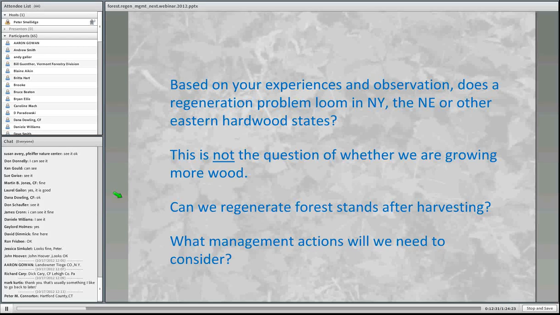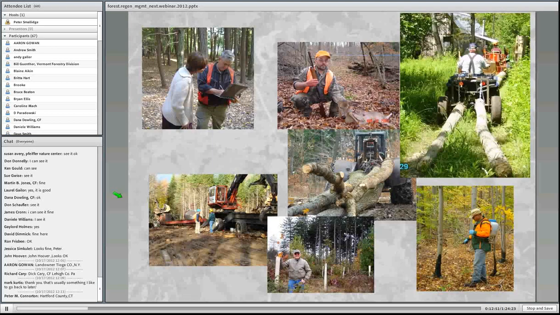So if we do a harvest, foresters should expect of themselves the ability to regenerate stands in a proficient fashion. Can we do that effectively? Or are there things that are limiting them? If we're being limited, then what management actions do we need to consider? And these are just a collage of pictures that we'll be talking about later.